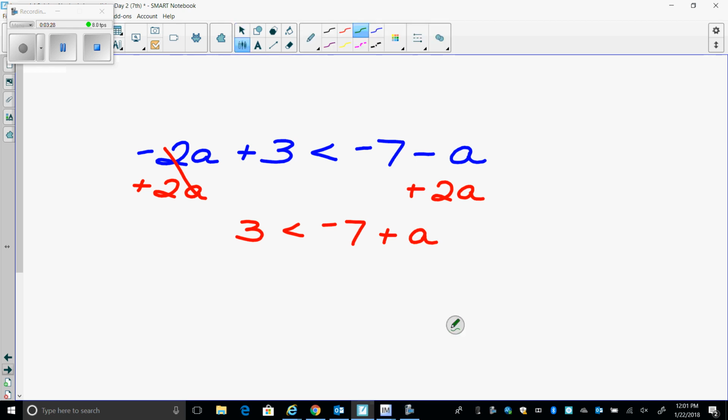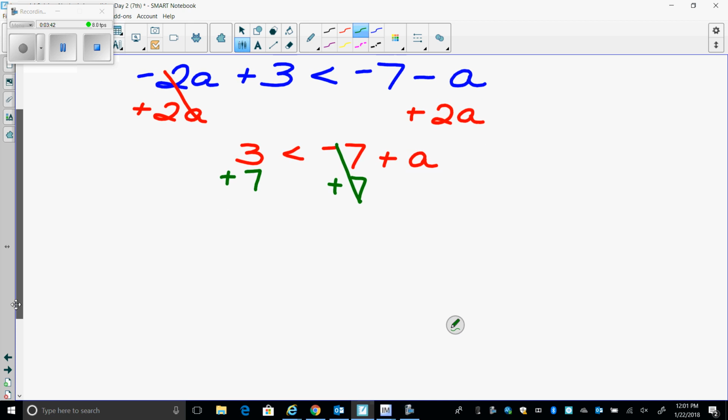Now I need to get a by itself. I have negative 7 on the same side, so we do the opposite. We add 7 to both sides of the inequality. So these will cancel each other out. Add 7 over here. That gives us 3 plus 7, which equals 10. Bring down your inequality symbol, and then bring down your a.